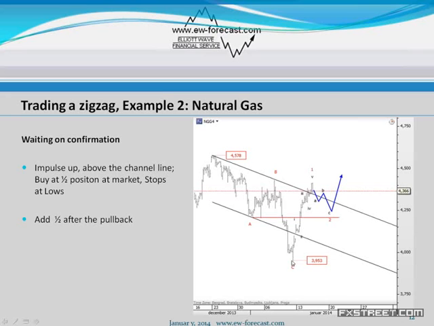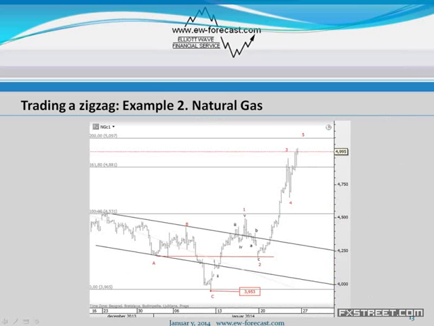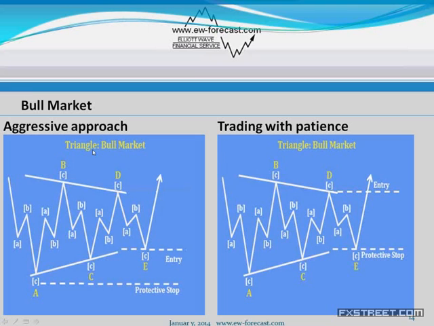Definitely, I always want to wait on a break out of this channel. Okay, this will then confirm the idea that counter-trend price action is complete and that market is heading in the direction of a larger trend, which in natural gas was to the upside. Okay, so now I will also cover this example of a triangle.